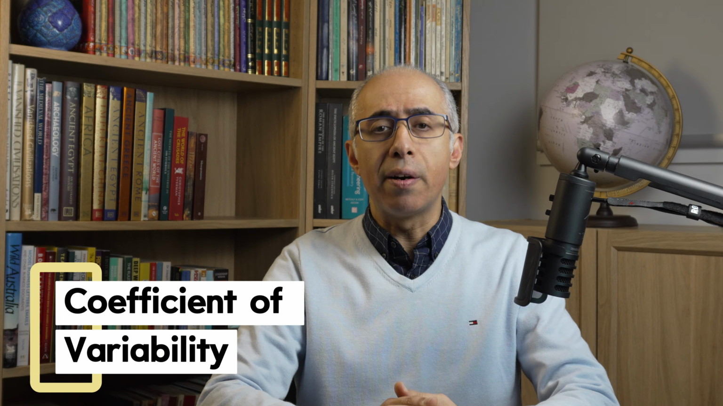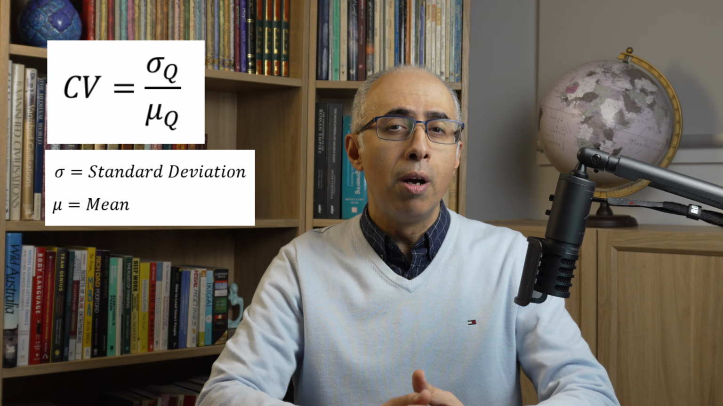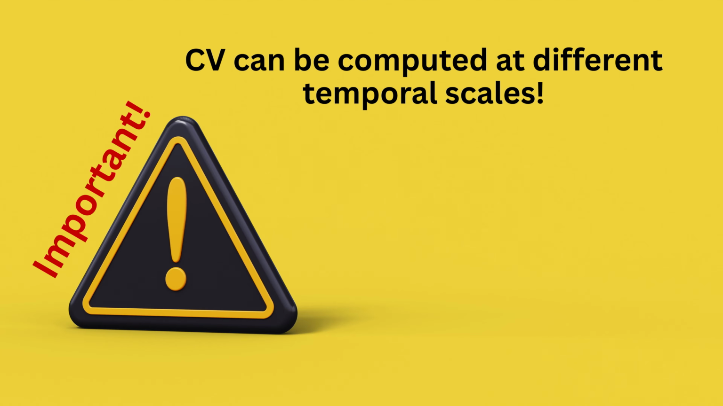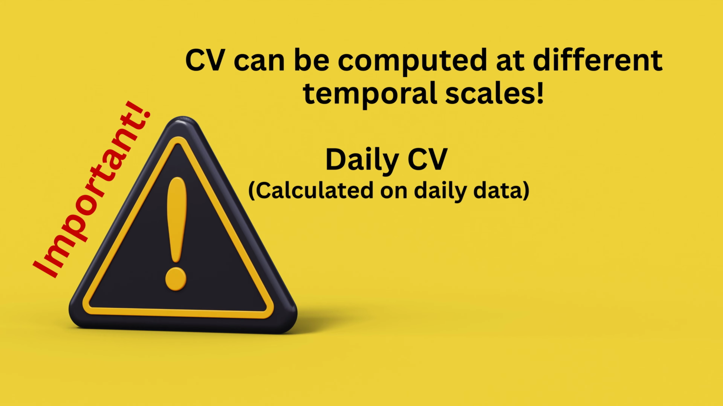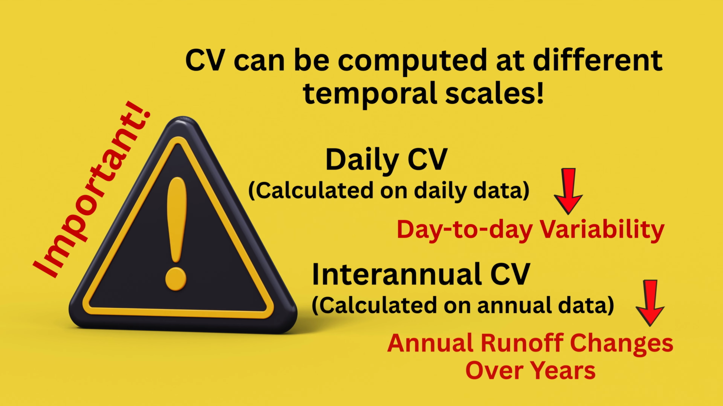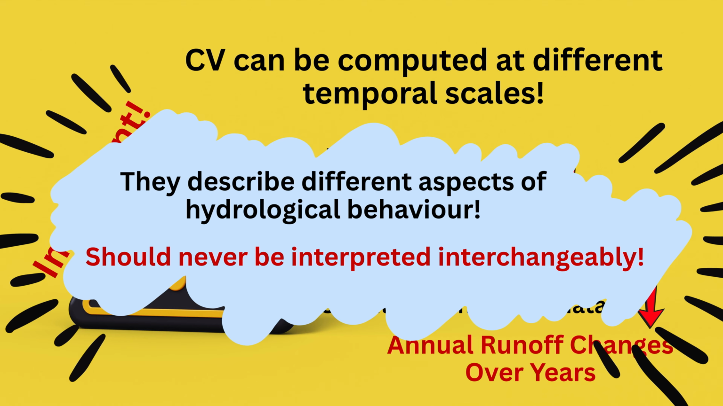First is the coefficient of variation, one of the most widely used statistical measures of relative variability. In hydrology, it quantifies variability of streamflow relative to the mean flow, making it particularly useful for comparing variability across different catchments. An important point is that the coefficient of variation can be computed at different temporal scales. For example, a daily CV describes day-to-day variability, whereas an interannual CV measures how annual runoff changes from one year to another. These two metrics describe different aspects of hydrological behavior and should never be interpreted interchangeably.